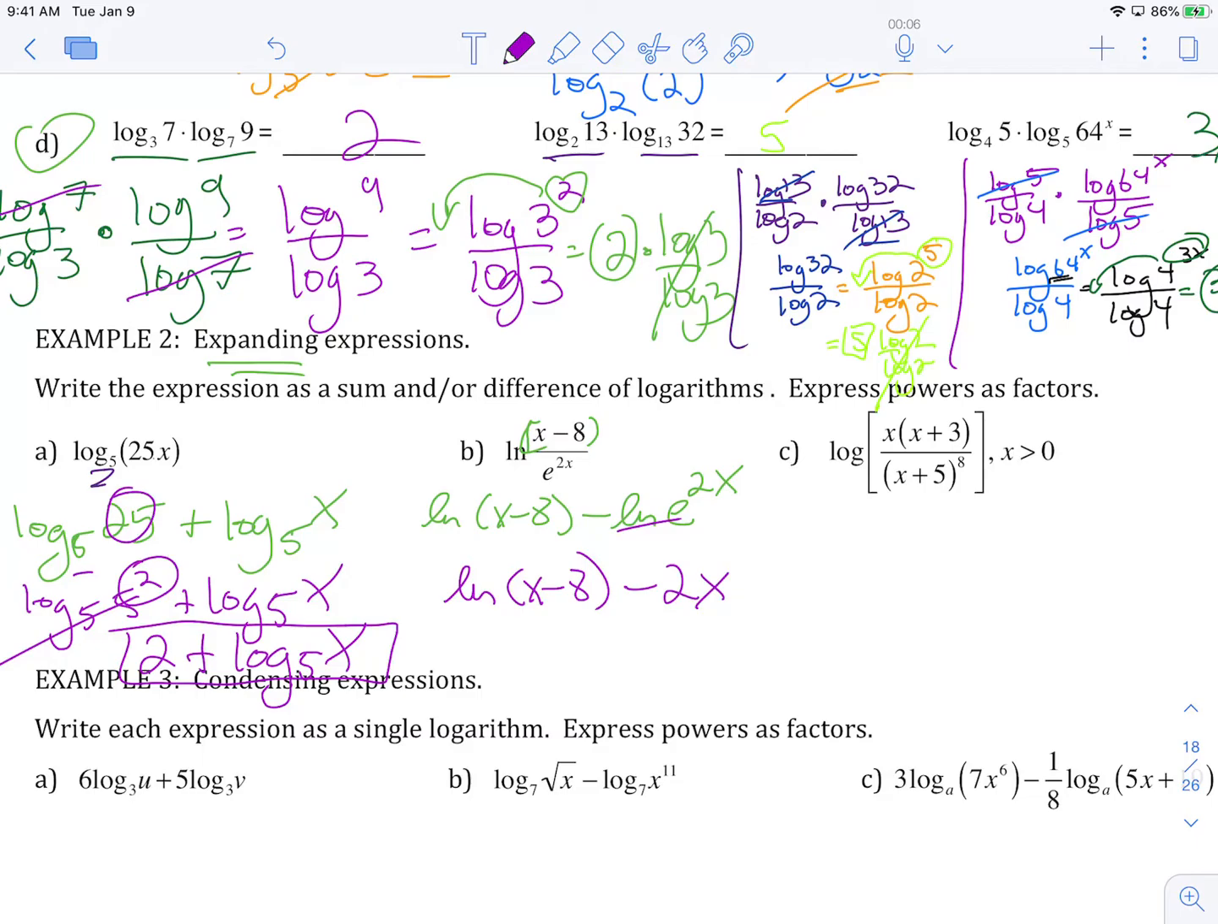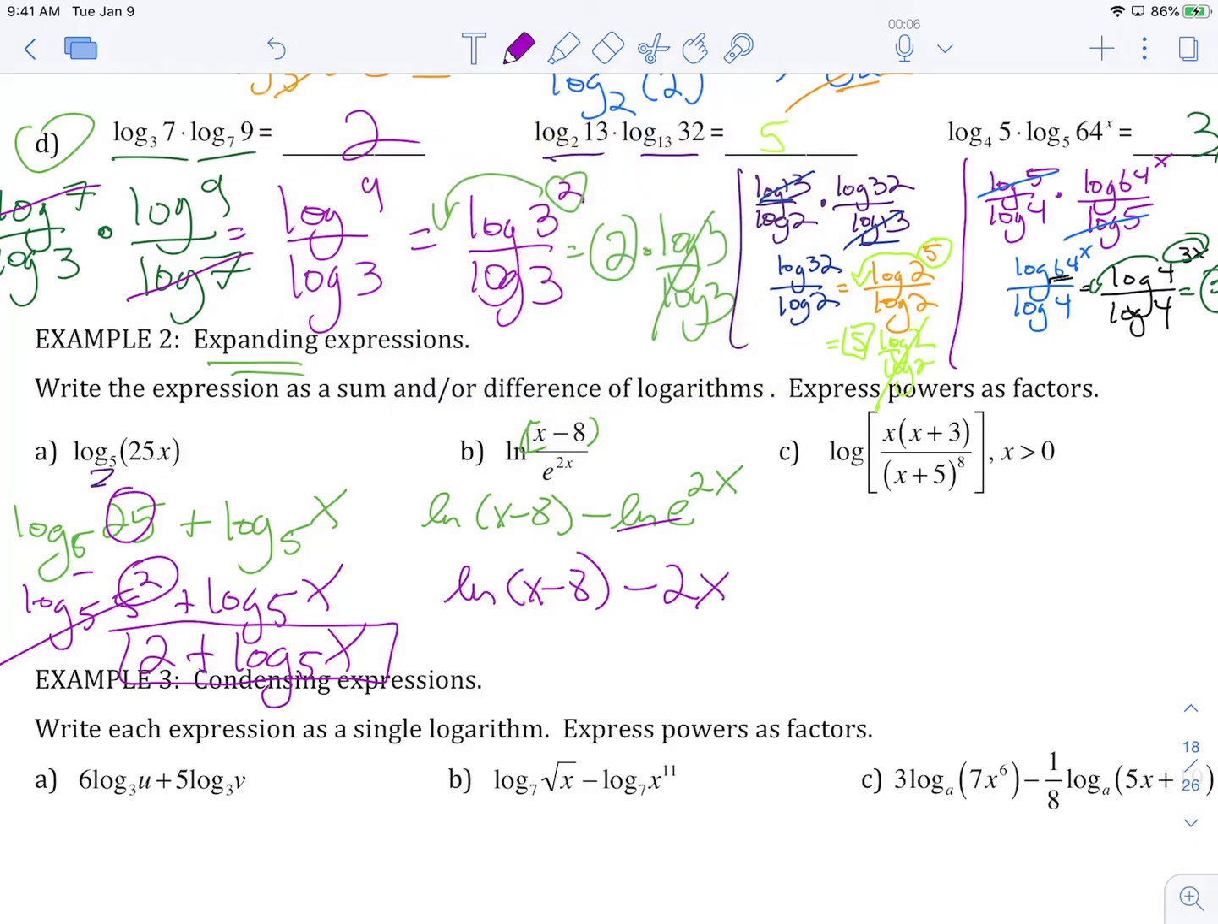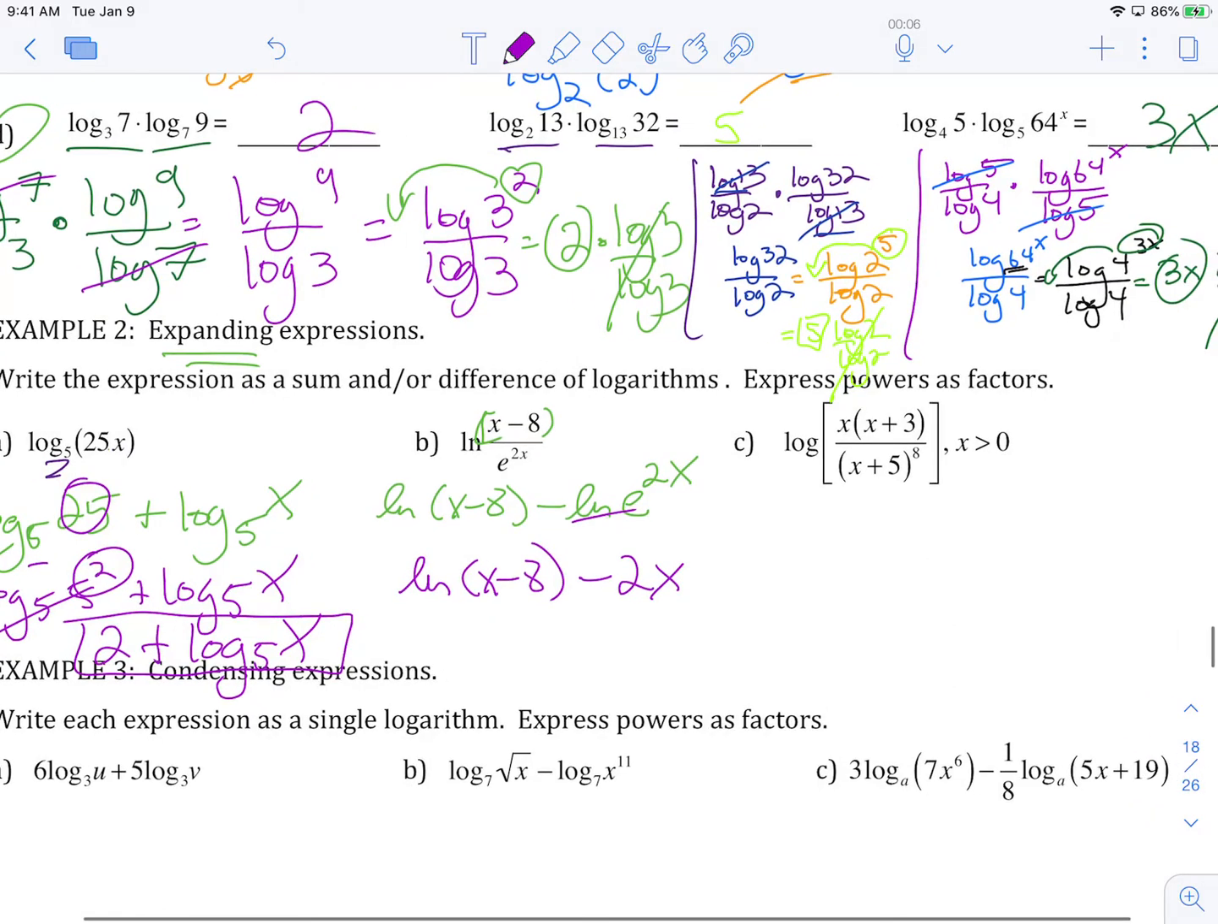Now some of you guys might be thinking, well, couldn't you expand it by distributing natural log to each of these? No, we're not going to do that. You don't do it that way. It doesn't work like that. All right, so we leave it like natural log of x minus 8.